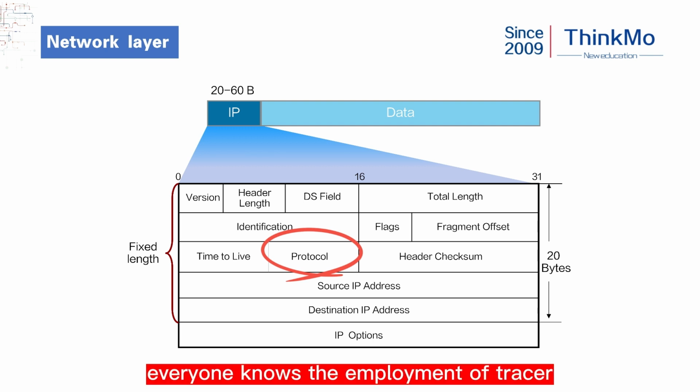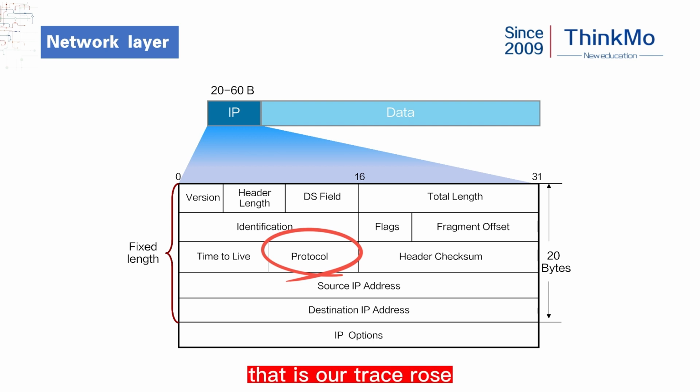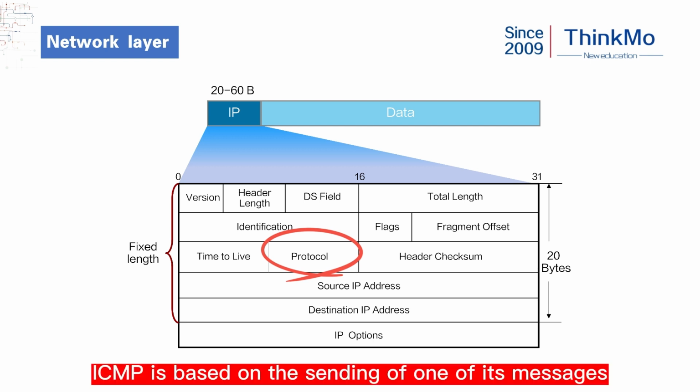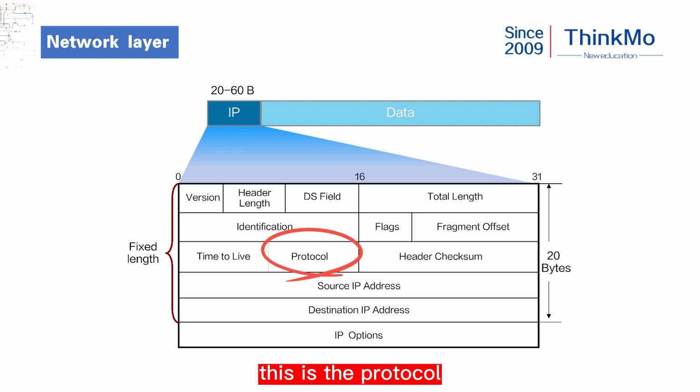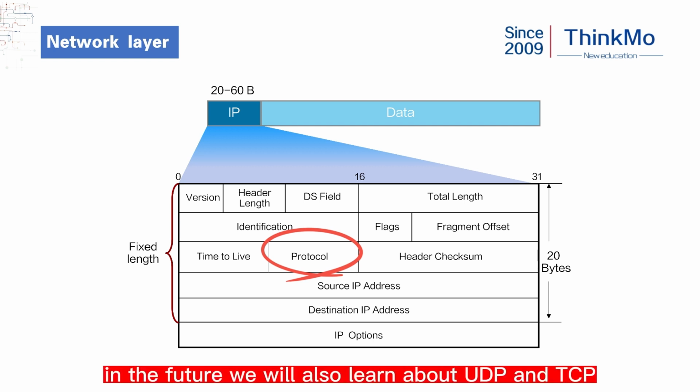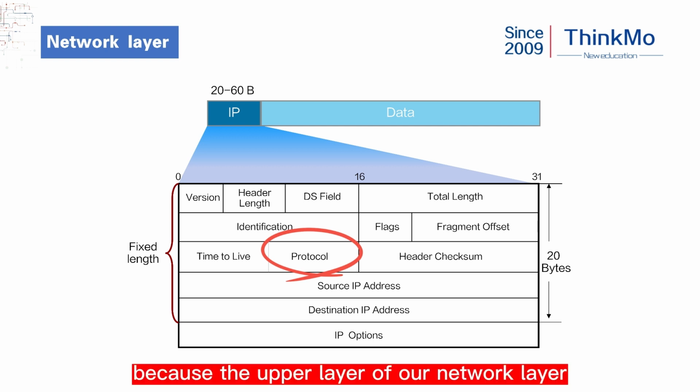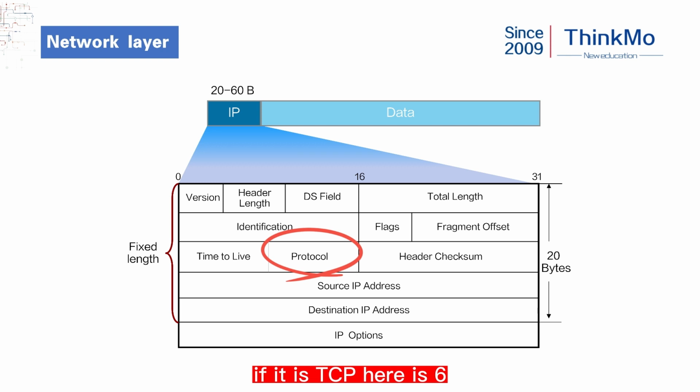Everyone knows the tracert, that is our traceroute. In fact, it is all about our ping command; both are based on sending ICMP messages. In the future we will also learn about UDP and TCP, because the upper layer of our network layer is the encapsulation of the transport layer, with two major protocols. If it is TCP, the value here is 6. If UDP, the value here is 17.